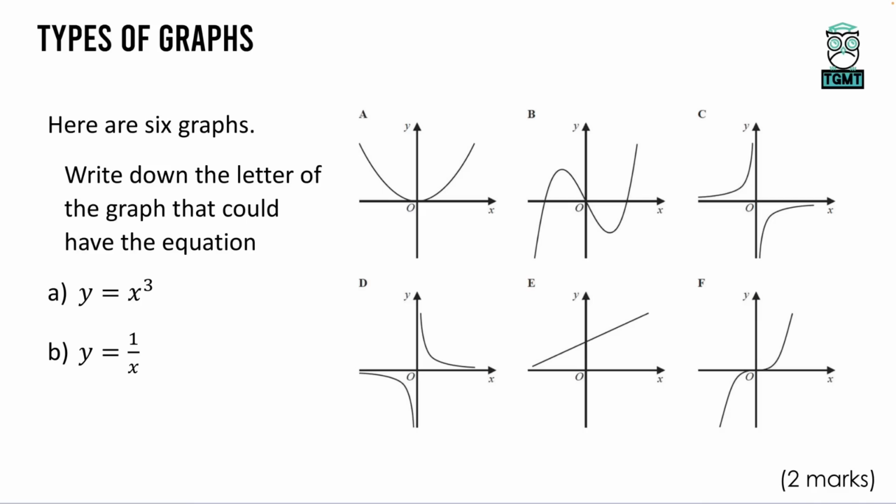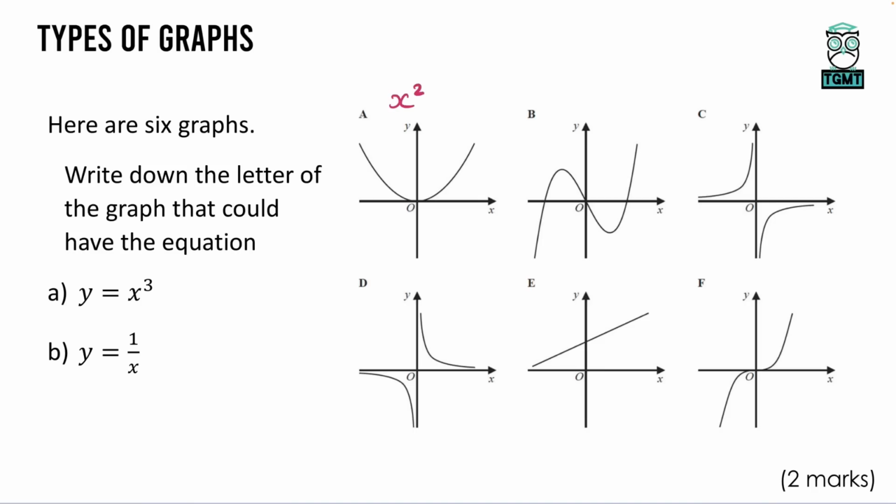So with identifying types of graphs, there isn't really an approach that you can use to work this out, so to say, but you need to just recognise what these types of graphs actually look like. So question or graph A here, that is an x squared graph.